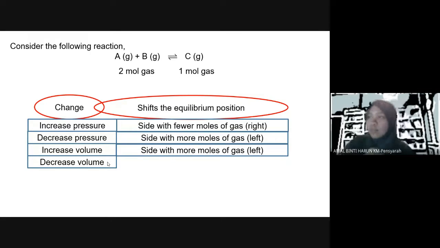Okay, so far sampai concentration dan pressure, volume. Okay, faktor volume dan pressure sama. Okay, kalau kita dah lalui dua faktor disturbance ni, ada soalan nak tanya? Tak ada, Madam.